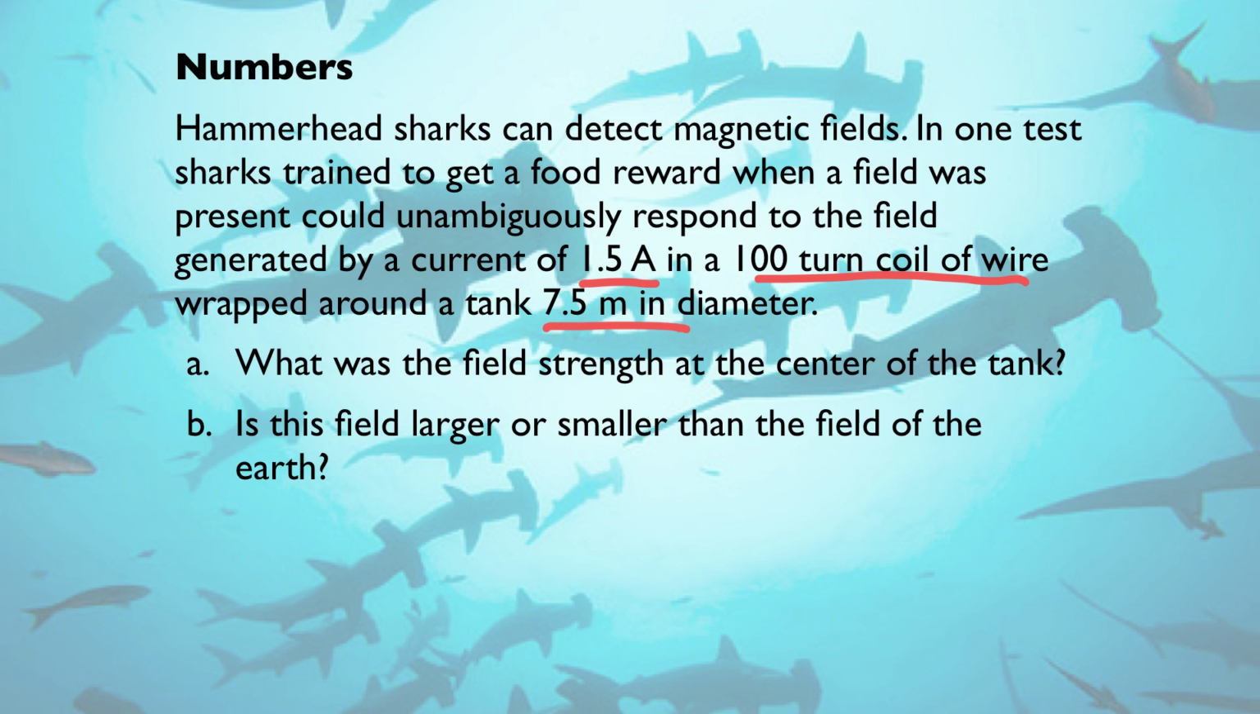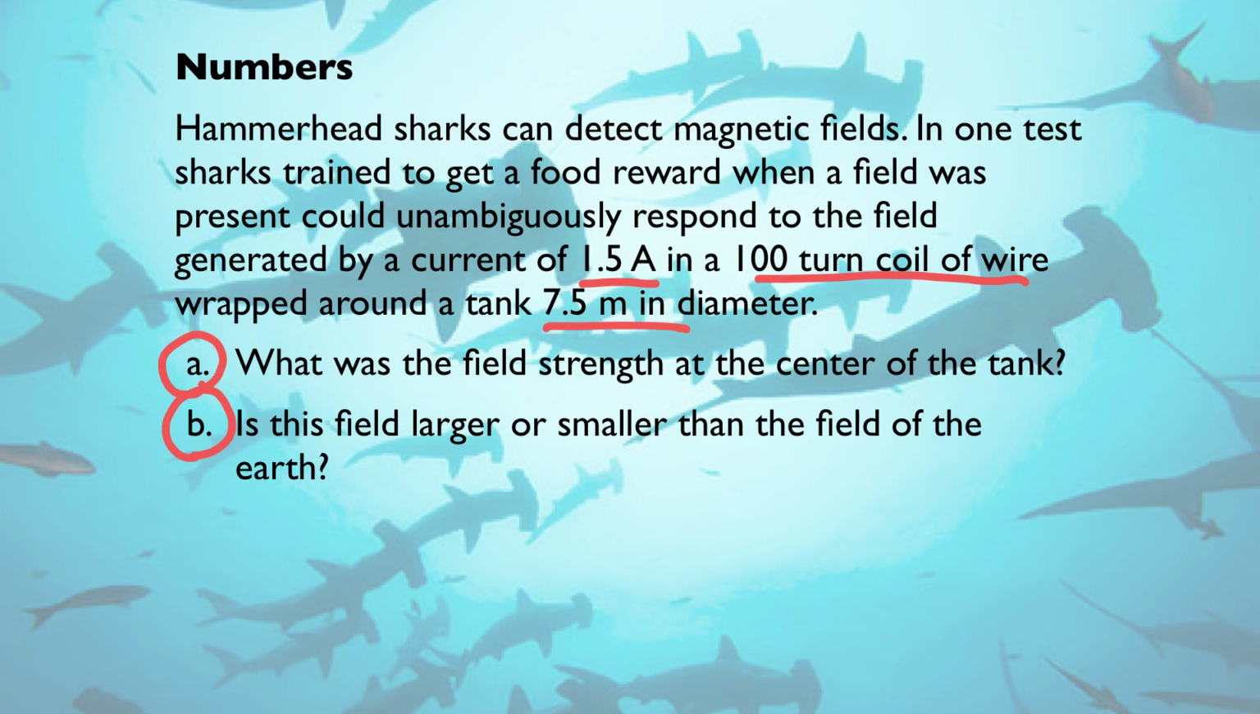Then they would switch on the current in the tank, and the sharks would head for the center of the tank, where there was a little hatch that would dispense a food reward. And so they were clearly detecting the presence of a field. So here's the question. How big was the field? And how large was that field compared to the field of the Earth? Is it smaller or is it larger? Okay, that's what we want to do.